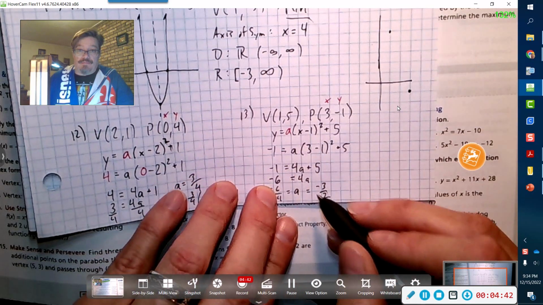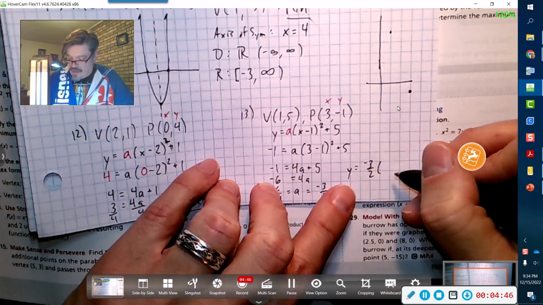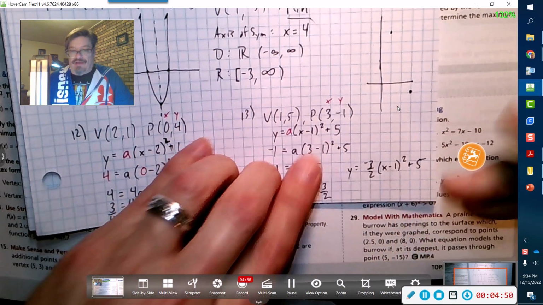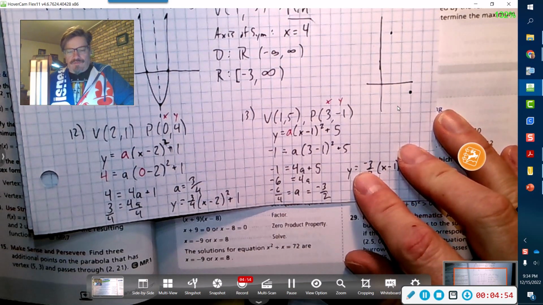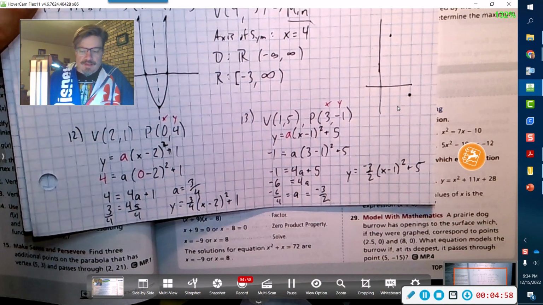So that makes sense. Our final answer is negative 3 over 2 with that x minus 1 quantity squared plus 5. Altogether, that's your final answer. Okay, so they're not too involved problems, but you do have to kind of go back to your pre-algebra stuff.